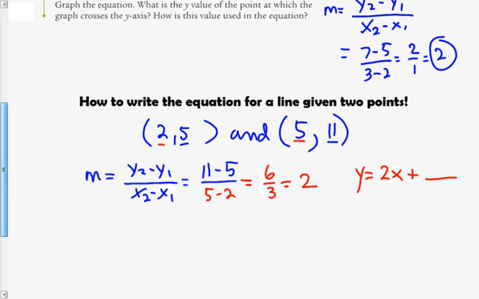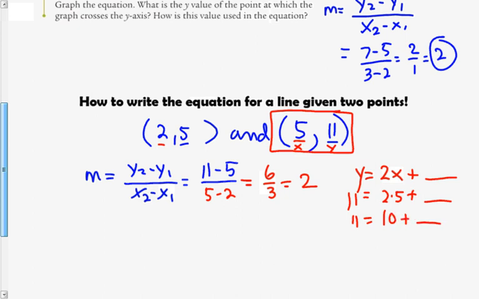I'm missing the constant term, but I can just choose one of these values, like say 5 and 11. Remember that the 5 is x and the 11 is y. And if I take 2 times 5 plus my constant term, it has to equal 11, the y value. And 2 times 5 is 10, plus something has to equal 11. Obviously, that's 1. So my 1 is my constant term, and I now have my equation y equals 2x plus 1.